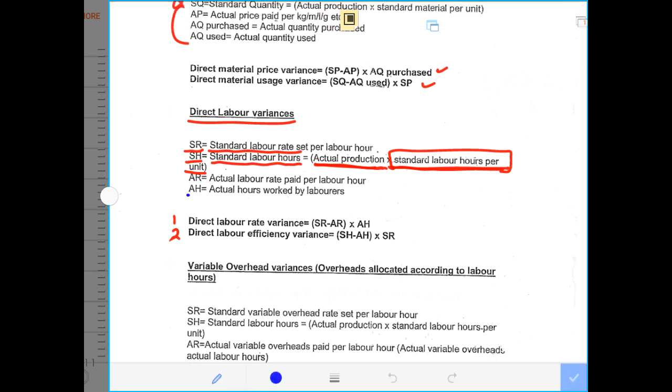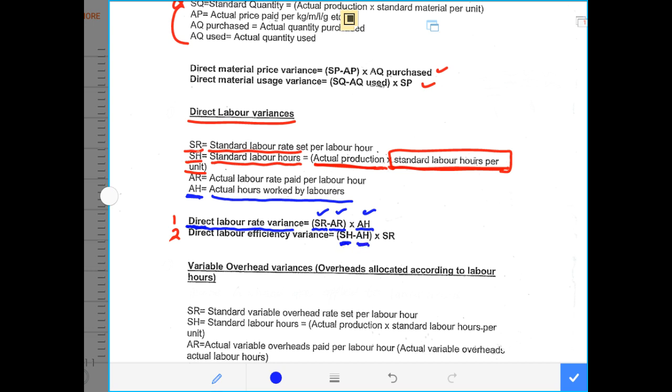Then we have AH, which is the actual hours worked by laborers. So that AH will be the actual hours that are worked by employees. Then we have the two variances, which are the direct labor variances. It says SR minus AR times AH, which is standard rate minus actual rate times actual hours. And this will be standard hours, which is the direct labor efficiency: standard hours minus actual hours.